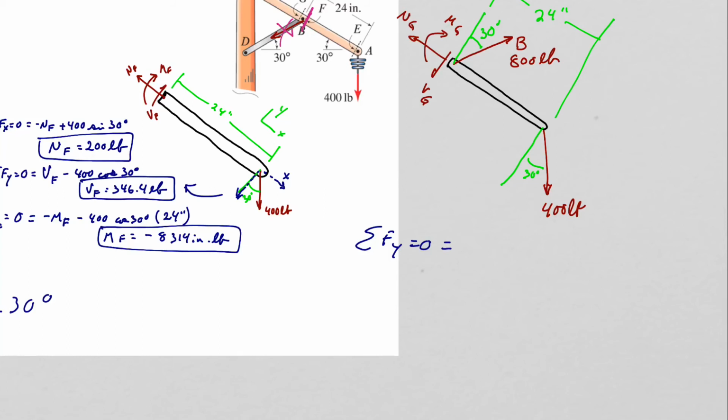If I do that, I will have 800 times the sine, that should be cosine 30 degrees, minus 400 cosine 30 degrees, and then minus VG. And we will see VG is equal to 600, minus 346.4 pounds.